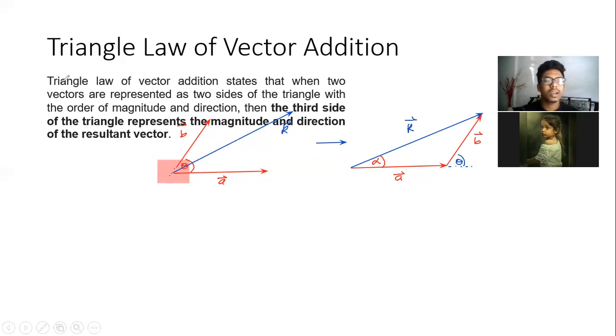Okay, so write down the triangle law. The triangle law of vector addition states that when two vectors are represented as two sides of a triangle with the order of magnitude and direction, then the third side of the triangle represents the magnitude and direction of the resultant vector.